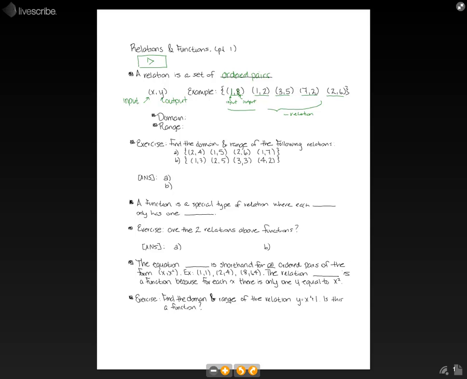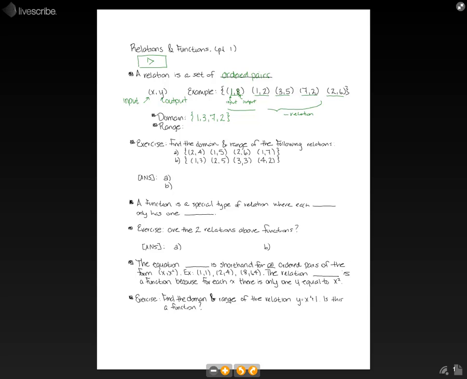The domain is the set of inputs, and if the input is repeated more than once, then we don't have to write it both times. One time is enough. So see, we have an input of 1 for (1, 8), and then again an input of 1 for (1, 2), but we only have to write that 1 once. And then we have a 3, a 7, and a 2.